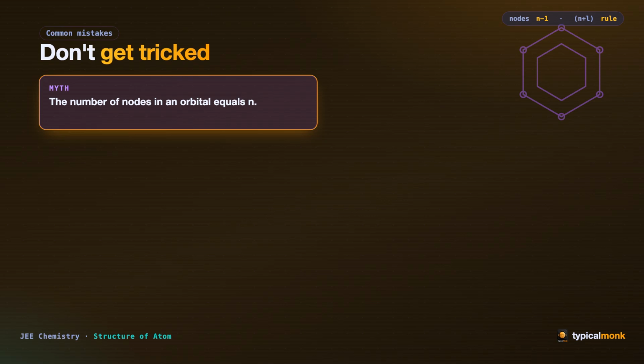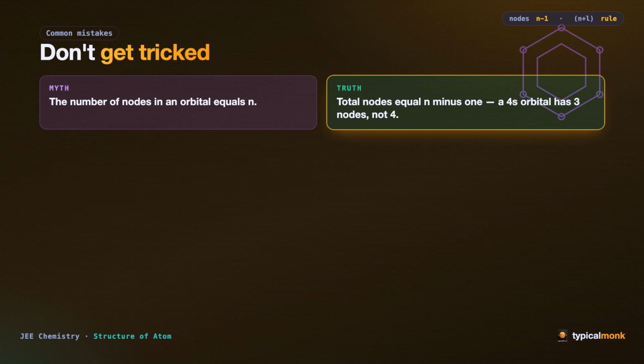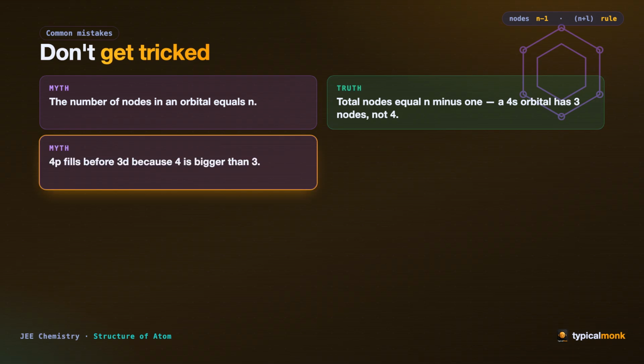Myth 1. The number of nodes in an orbital equals n. It feels tidy, but it is wrong. David believed this for months and kept overcounting. The truth. The total number of nodes is n minus 1, never n. A 4f orbital has 3 nodes, not 4. Always subtract 1.